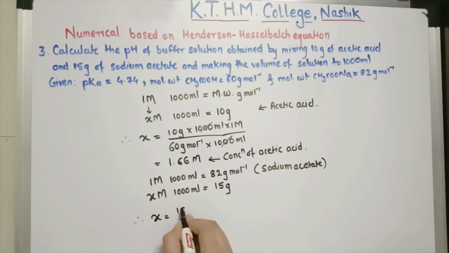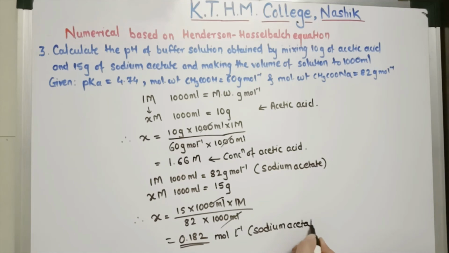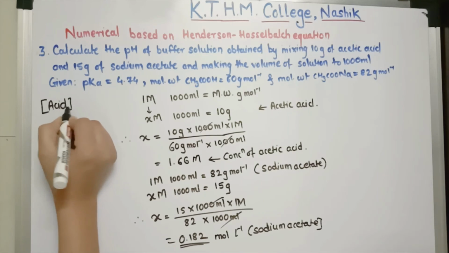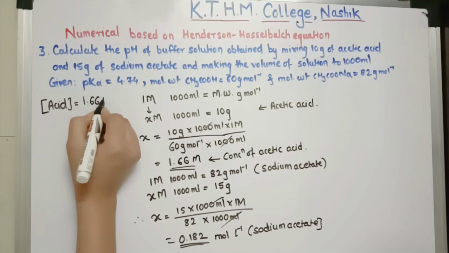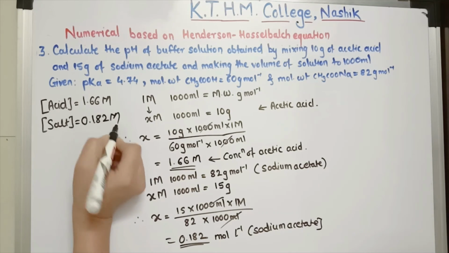Therefore, x is equal to 15 into 1000 ml, 1 molar upon 82 gram per mole into 1000 ml. So this gets cancelled. 15 divided by 82 is equal to 0.182. This is in moles per liter. This is the concentration of sodium acetate. So from this we have got the concentration of acid is equal to 1.66 molar and the concentration of salt is equal to 0.182 molar. Okay.